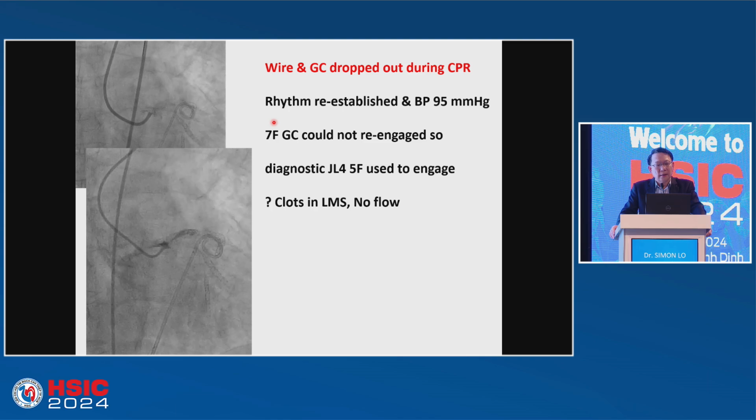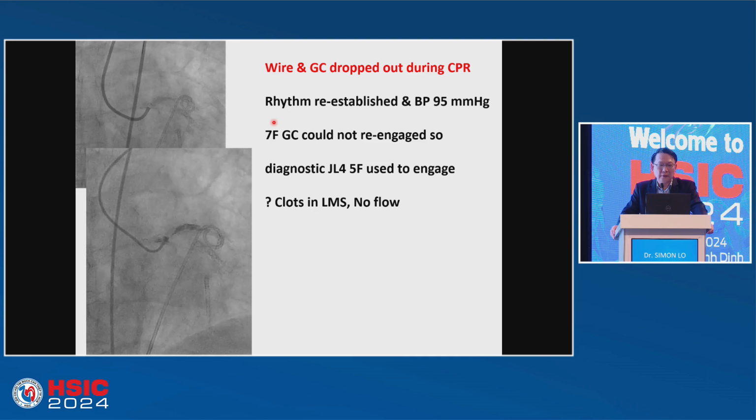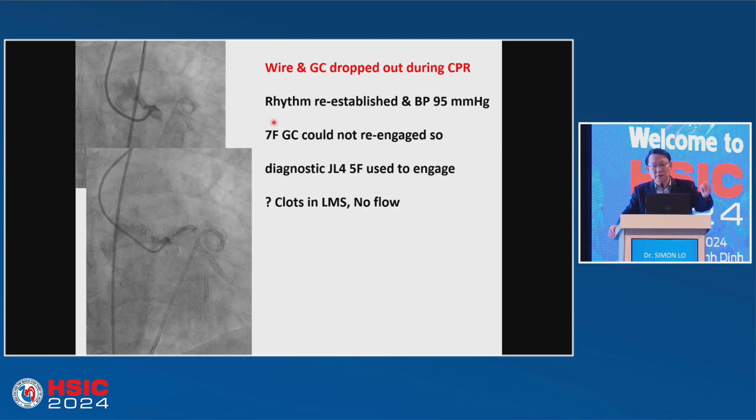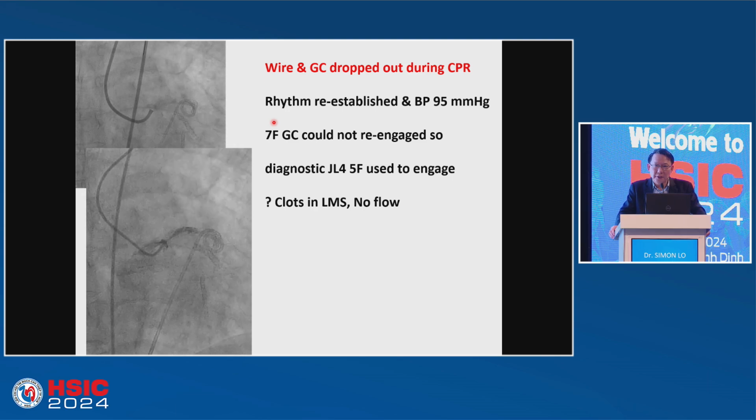And worst comes, bad things come not in single hand, but 2 hands. The wire and the guiding catheter all dropped out during the CPR time. Okay. However, we managed to reestablish her rhythm. Her blood pressure improved on inotropes to 95, and also with continuous aspiration of the pericardial effusion.